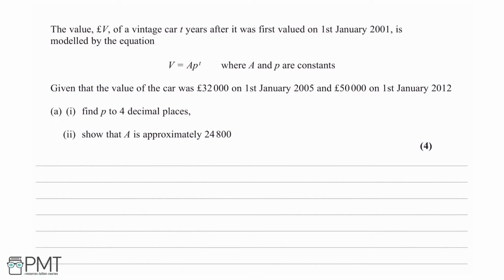We are told the value V pounds of a vintage car 2 years after it was first valued on the 1st of January 2001 is modeled by the equation V equals AP to the power of t, where A and P are constants. It is given that the value of the car was £32,000 on the 1st of January 2005 and £50,000 on the 1st of January 2012. Part A is asking us to find first P to 4 decimal places, and then to show that A is approximately 24,800 for 4 marks.